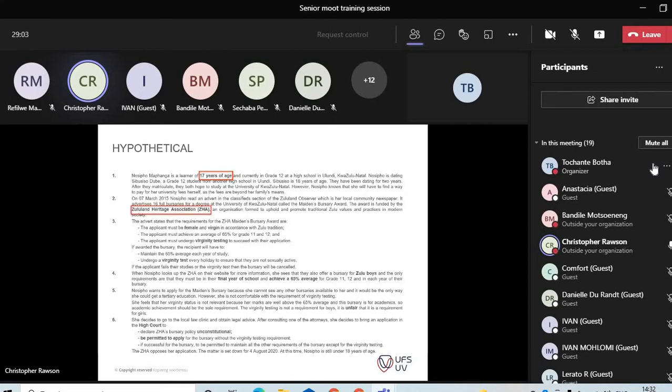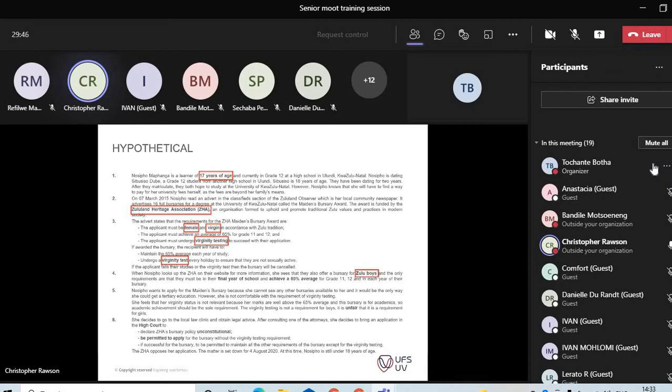We look at who is the opposing party specifically, right? The who in this case. We see it's the Zulu Heritage Association. Excuse me. So then we go through some of the other information. We see that this is where the main dispute is, right? The requirements for the bursary in this case is that the applicant must be a female, and B, a virgin, right? So we know that is where the big dispute lies in this case. And obviously the virginity testing is part and parcel of that, right?